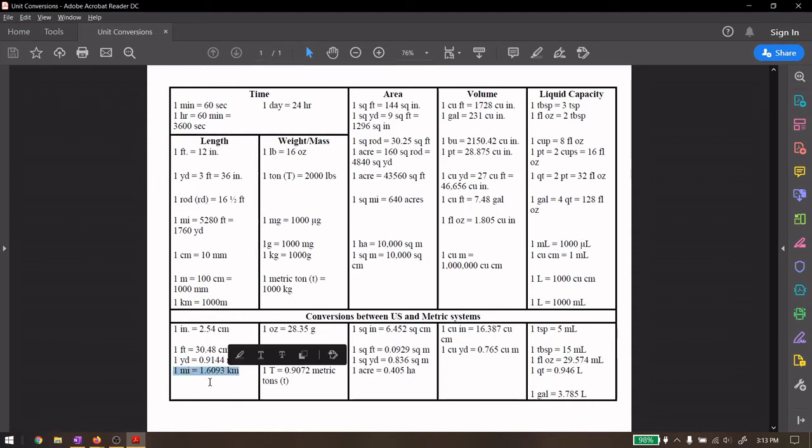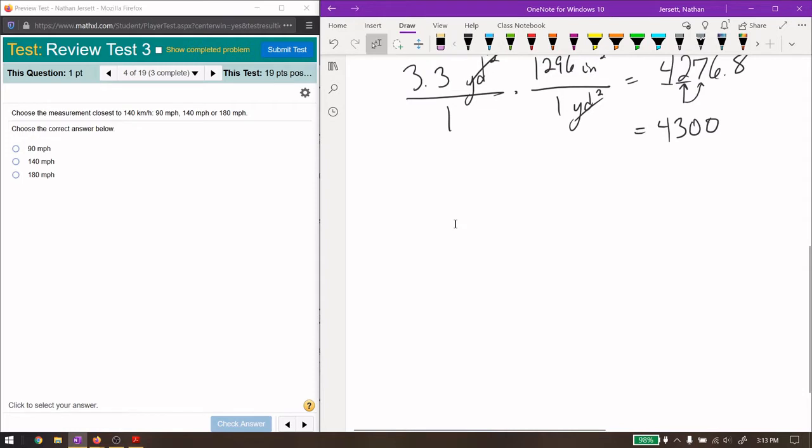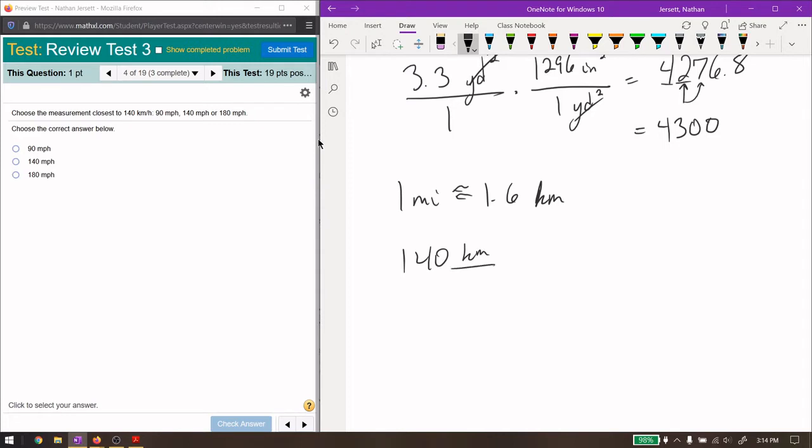1 mile is 1.6093 kilometers. So if 1.6, let me just write this down. 1 mile equals approximately 1.6 kilometers. So we have 140 kilometers per hour. What does this equal in miles per hour?